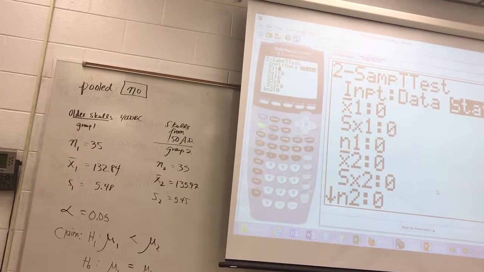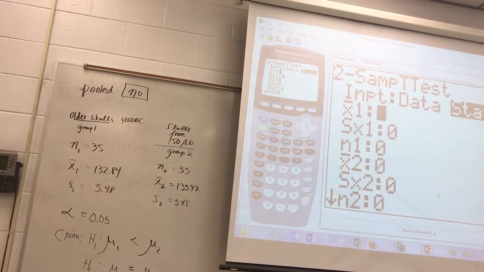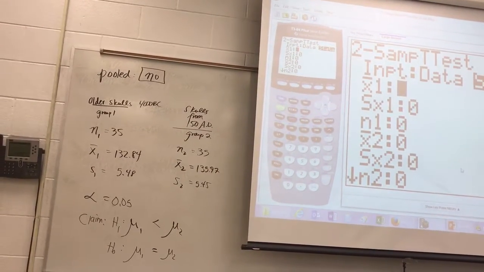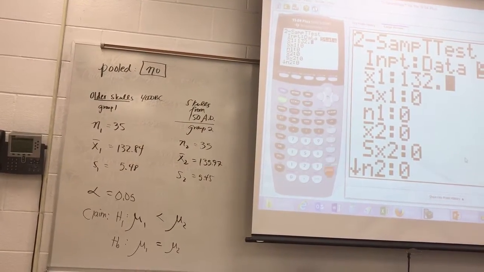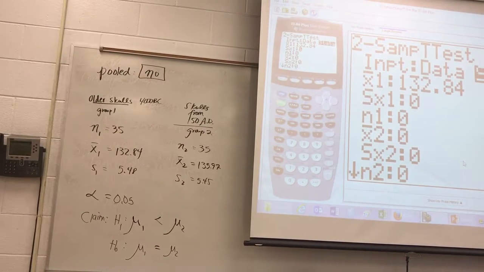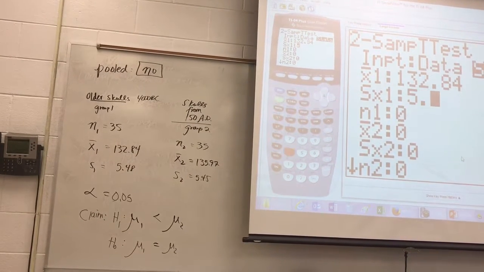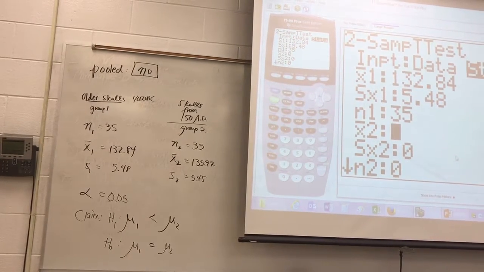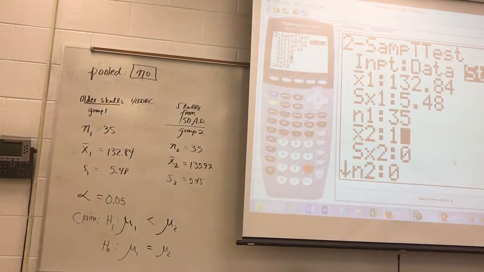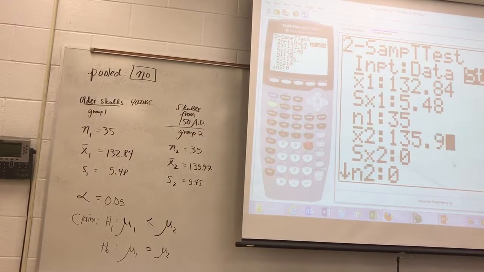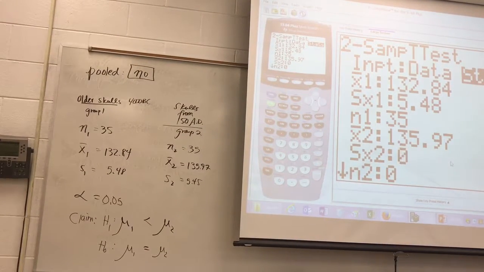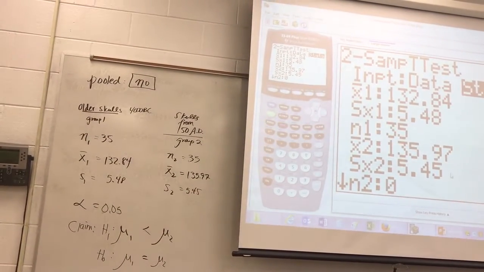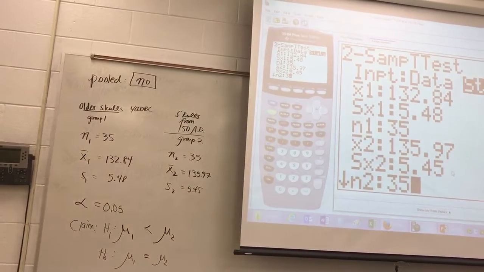So what's x bar sub 1? 132.84. Thank you. What's the standard deviation? 5.48. And then the second sample: mean 135.97, standard deviation 5.45. Okay, so size 35 again.